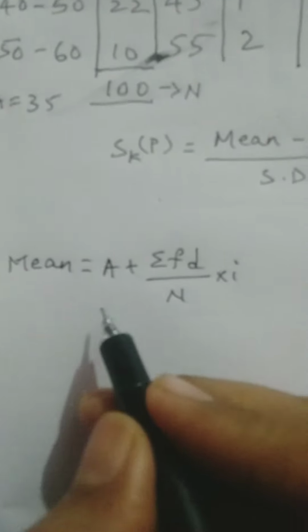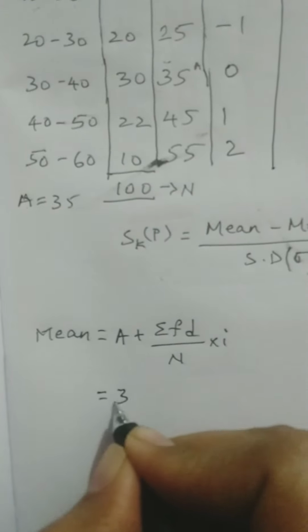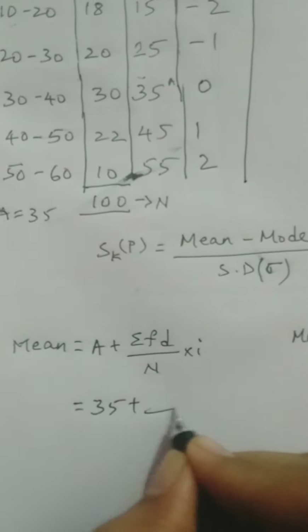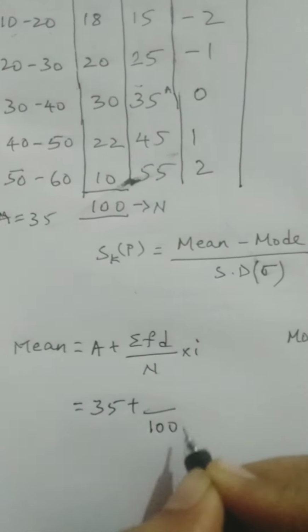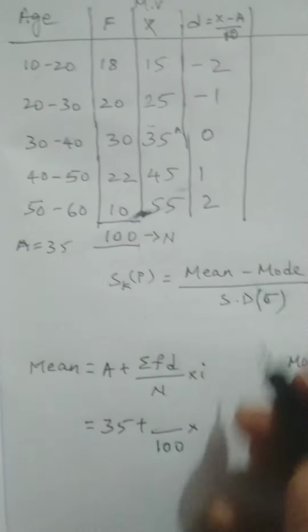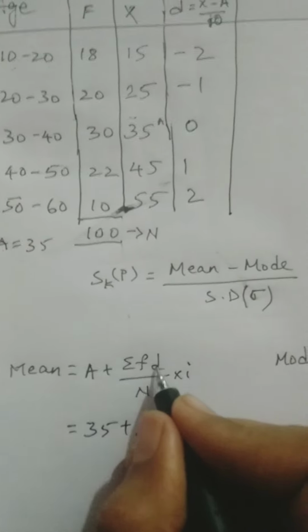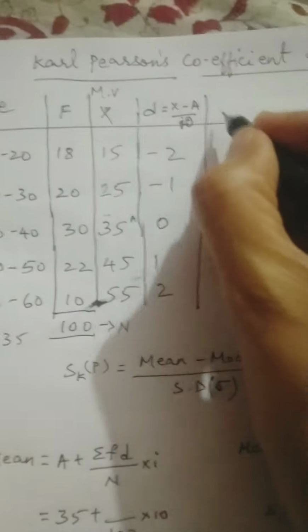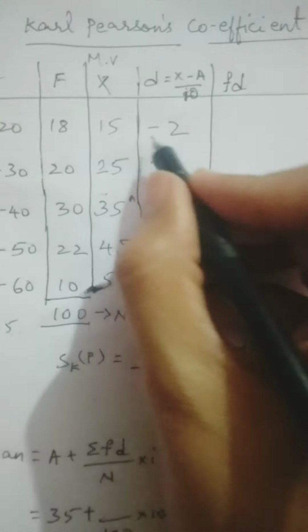Actually, as per this formula, I have the value of a as what, students? A is 35 plus summation fd by n. I have n as 100, right? So I am writing here 100 into i, the common difference. Just now I told i is 10. So I will write 10 here. Then I have to calculate summation of fd. First I will calculate fd, then I will sum that line. fd, that means this is f and this is d.